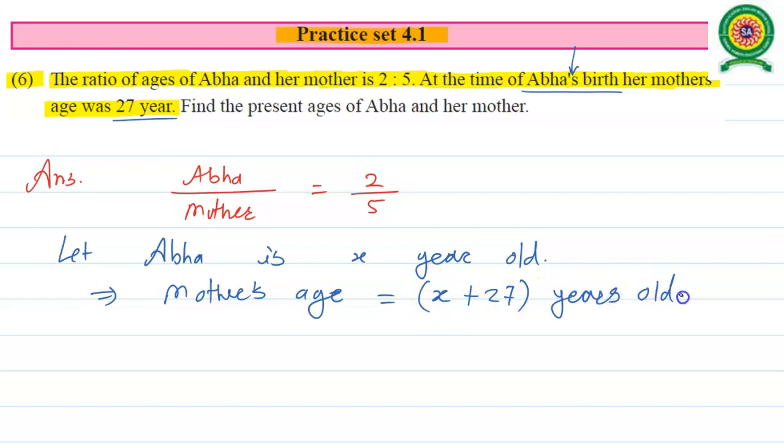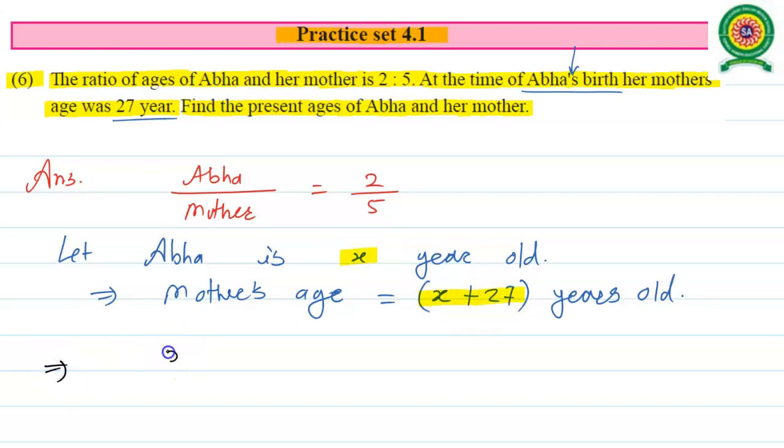Now what data are we given after that? We have to evaluate the present ages of Abha and her mother. We already assumed Abha is X years old, means the present age of Abha is X years old, and the present age of her mother is X plus 27 years old. So ultimately we have to find the value of X and X plus 27.